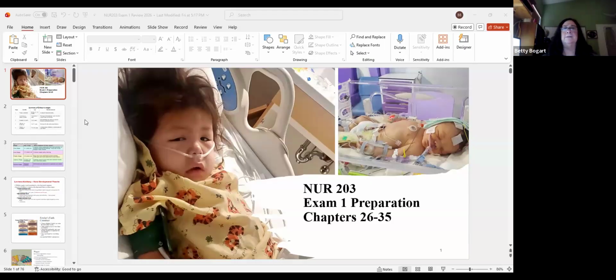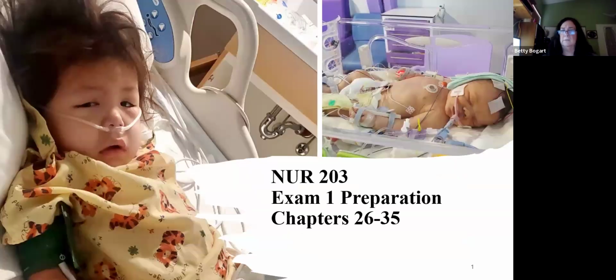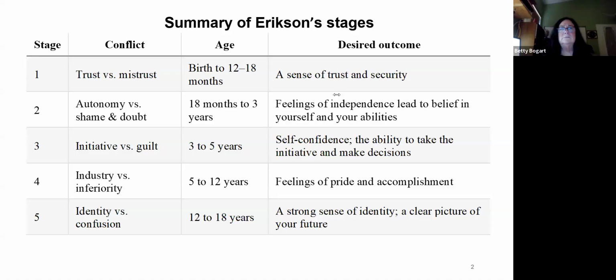So let's look at the theorists. They start this whole thing, so it's really easy. So Erickson. Erickson talks about what? Now, this is the most tested of all your theorists right here. Erickson. They love trust versus mistrust. So let's explain them a little bit again to you. And this is still being recorded. You can go back and listen to it.